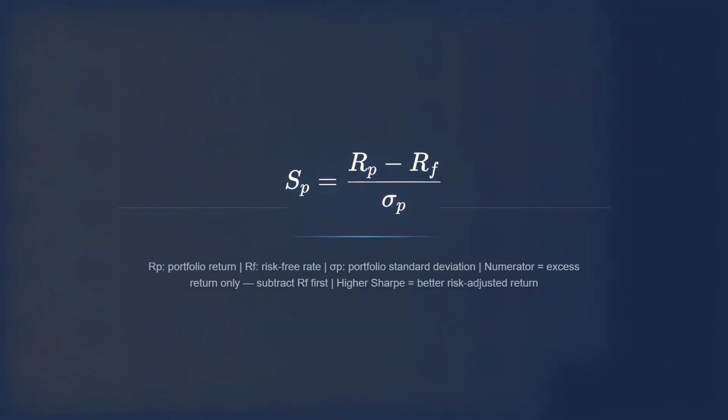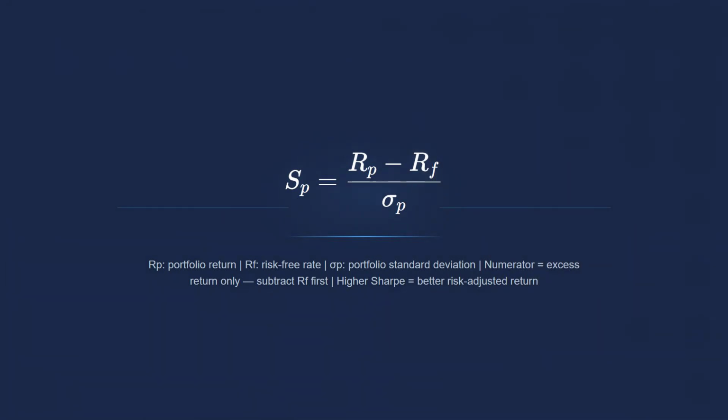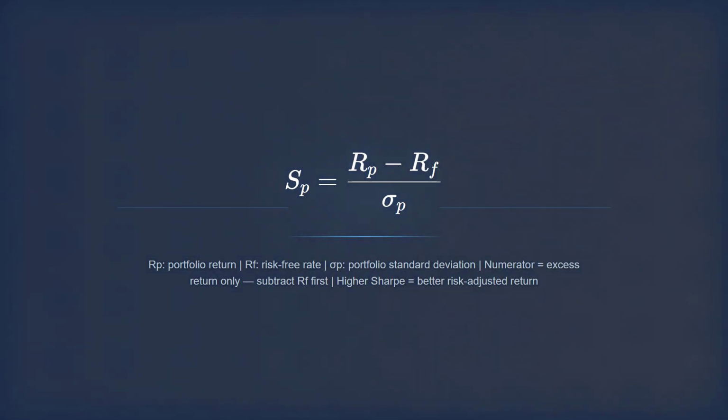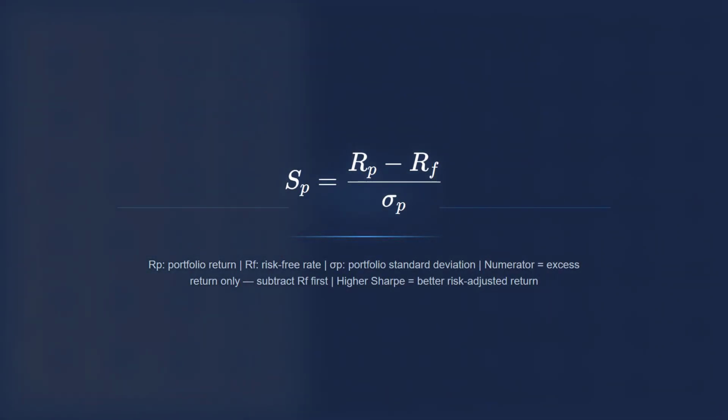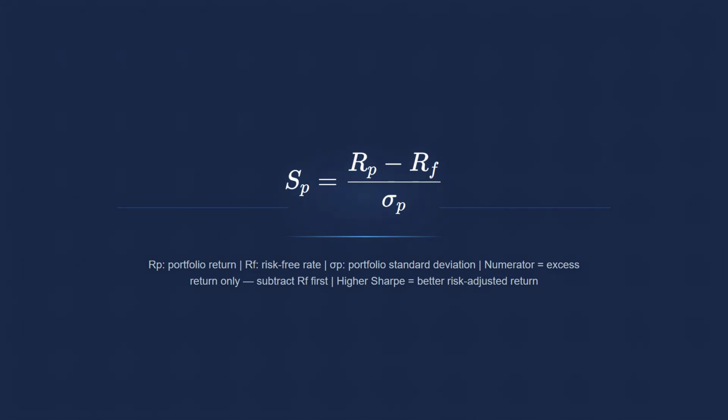The Sharpe ratio ties everything together. Excess return divided by total portfolio standard deviation. R_P minus R_F divided by sigma_P. The numerator is excess return, portfolio return minus the risk-free rate. Not total return. Excess. If portfolio return is 12%, risk-free is 4%, and standard deviation is 12.3%.